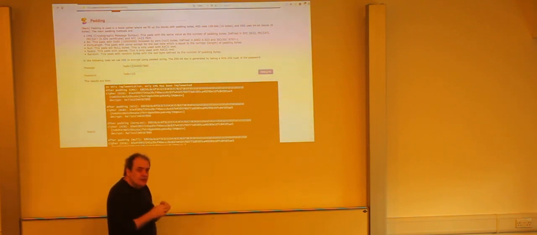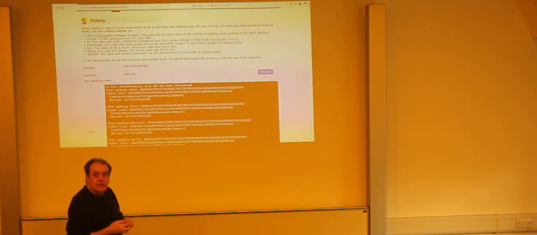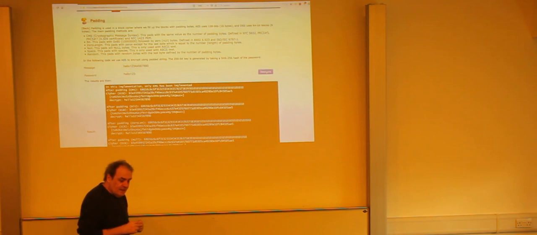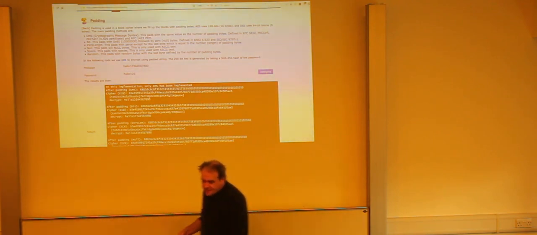10. 10 is what in hex? 16. Okay, so we're padding with 16, so the whole block is almost like a padding block in there.